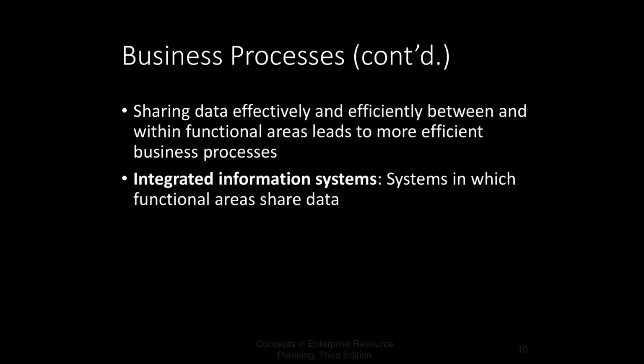Okay. With business process also, we have the sharing of data. It must be effective and efficient. Because with effective and efficient sharing of data, it would always lead to efficient business processes. Now, as you can see here, we added integrated information systems. Here, it is defined as systems in which functional areas share data. So the marketing and sales, the supply chain management, there is data sharing.